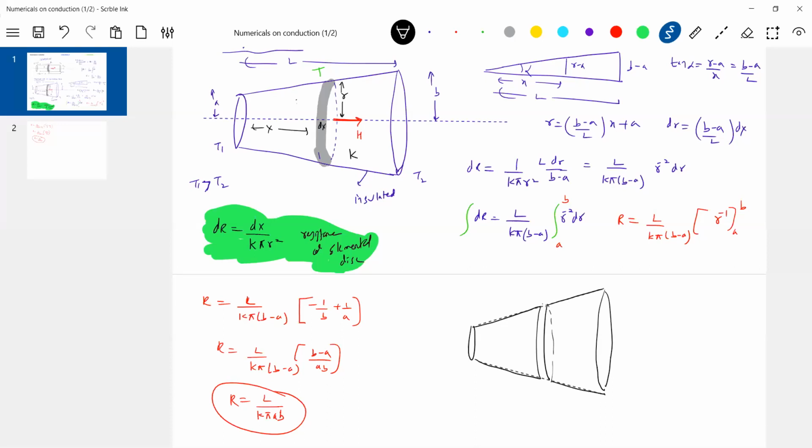Shall I break up this into two parts? Is it okay? So what is being asked? At a distance x. What is the radius of this? The radius of this is r. What is the temperature at this particular point? So here the temperature is T1, T2, and the temperature here is T. So what is the radius of this? This is r. So what is the length of this? L minus x.